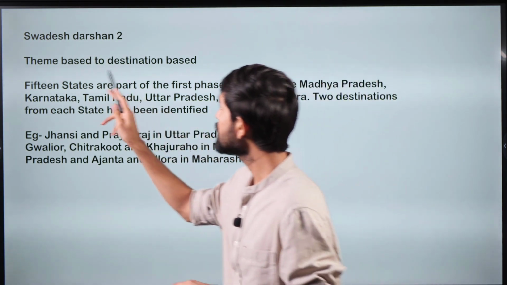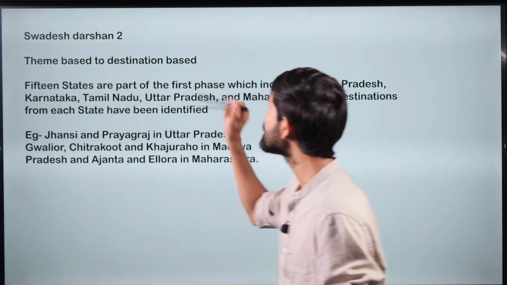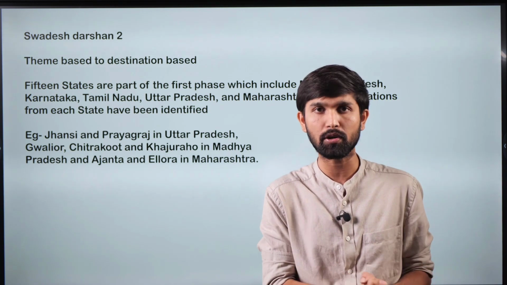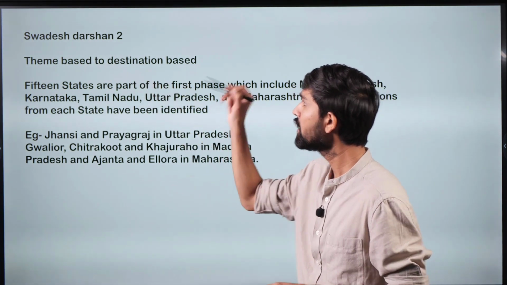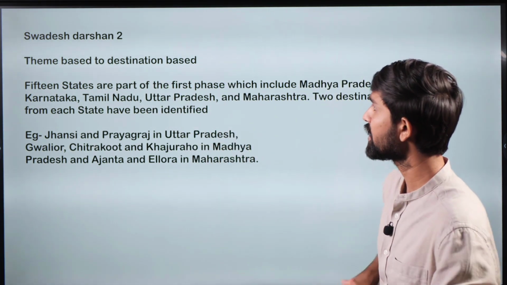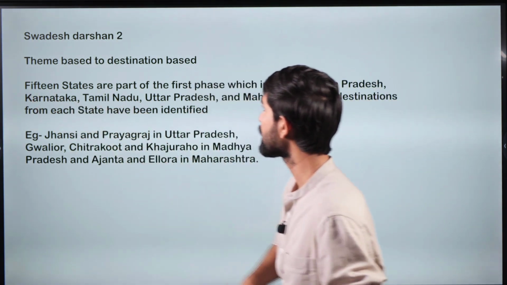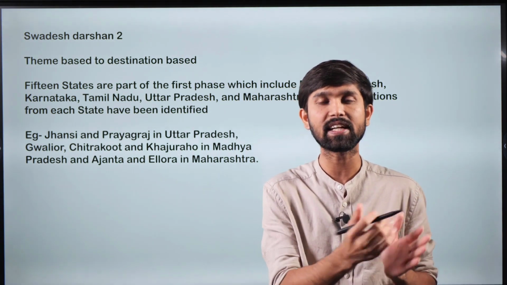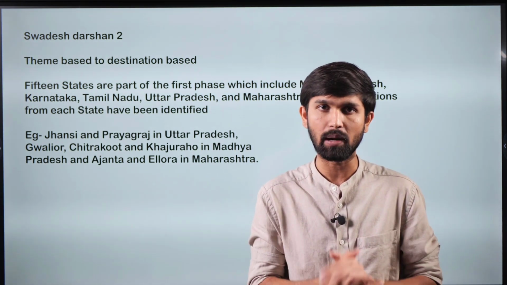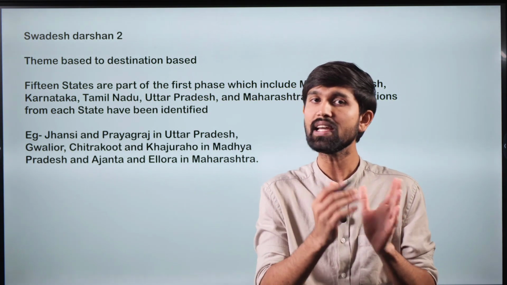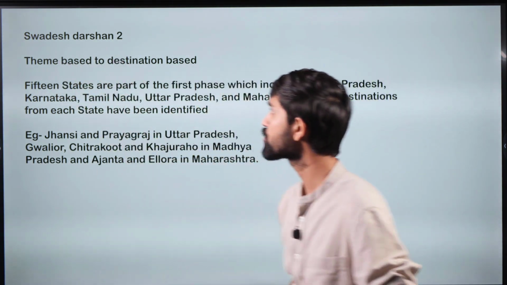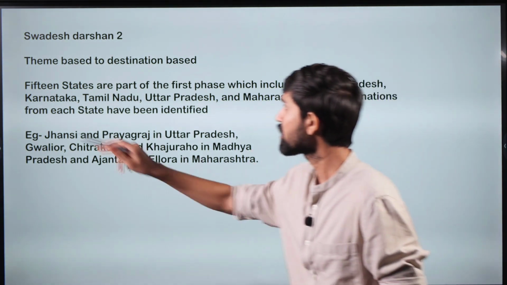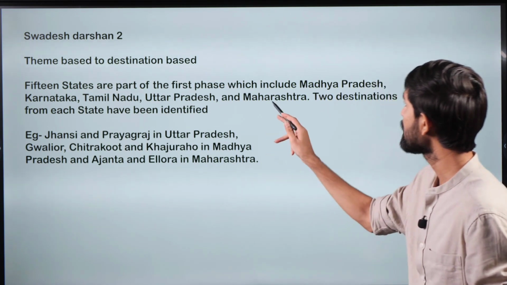Now the focus is shifted from theme-based to destination-based. Rather than keeping the development theme-based, which was a part of the earlier scheme, now they want to keep it destination-based. So for this destination, 15 states have been demarcated, and from those 15 states, 2 heritage sites each from each state have been taken, and now they are going to be developed. So close to 30 sites, we can say, will be developed under the Swadesh Darshan 2 scheme, and these 15 states are the prominent states from Madhya Pradesh, Karnataka, Tamil Nadu, Uttar Pradesh and Maharashtra.